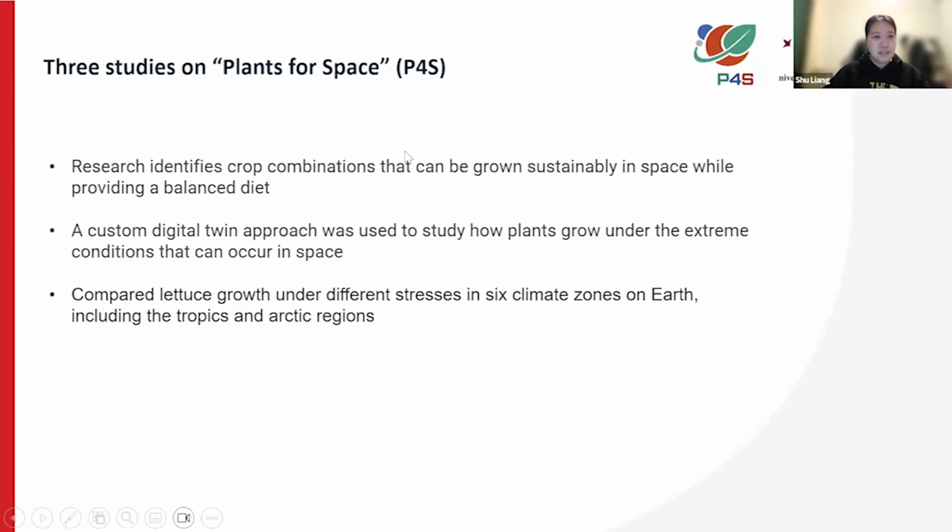The first study is about the crop combination that can provide the full nutrition for astronauts. The second study is about the digital twins. We plant the lettuces under the extreme weather. And the third study is about the growth of the lettuces under the different strengths in six climate zones.